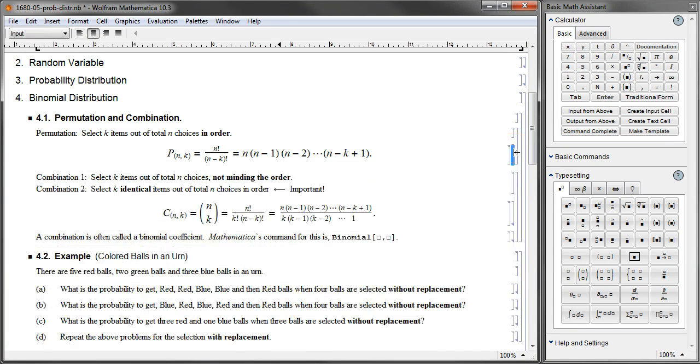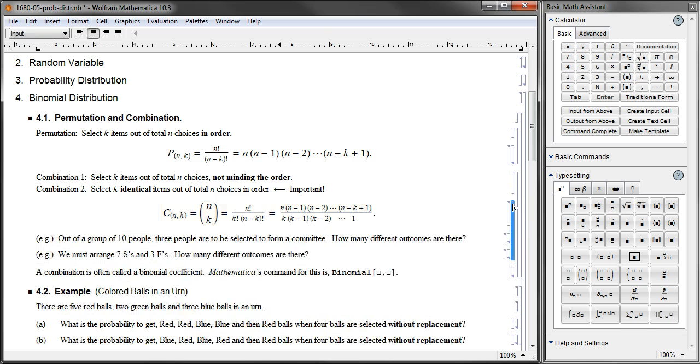Okay, so much for permutation, and let's talk about combination. One way to understand combination is to select k items out of total n choices, not minding the order. The second way is we do mind the order, we do arrange, but they're identical, so in the end it doesn't matter. The second idea is more important here for our purpose. And the formula kind of goes like this. N factorial over n minus k factorial is the permutation. After selecting and arranging them, we have to divide away the number of orders within the selection, and that's how we get this combination, by the way.